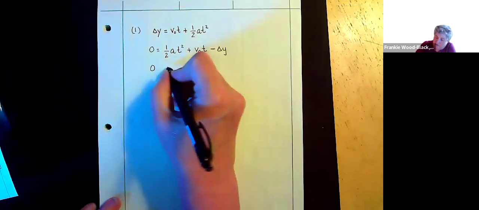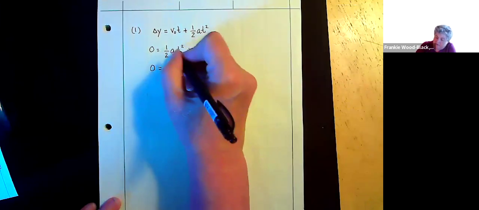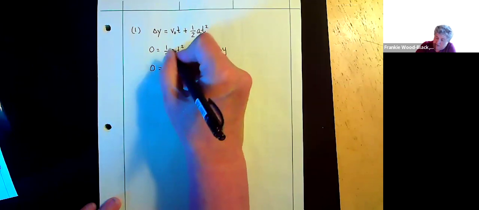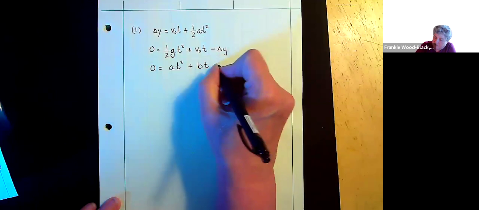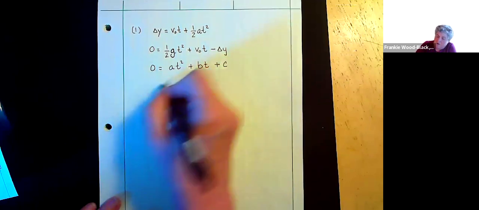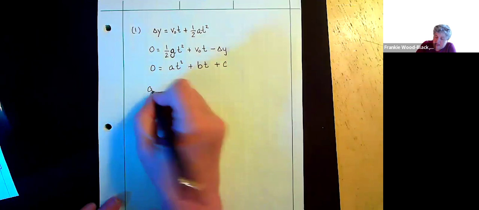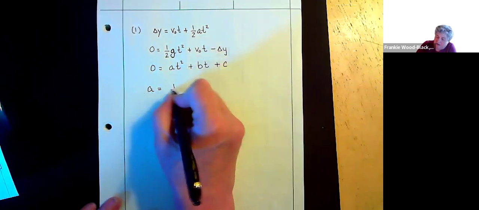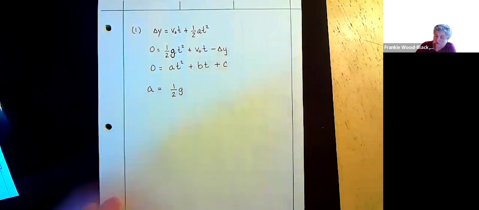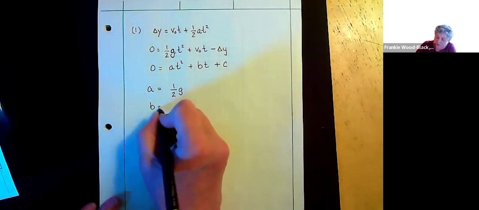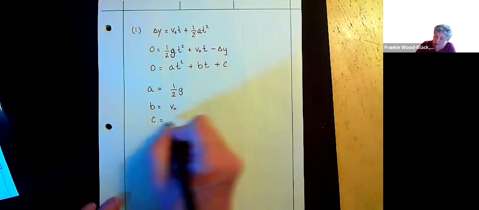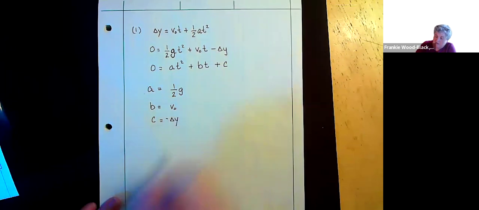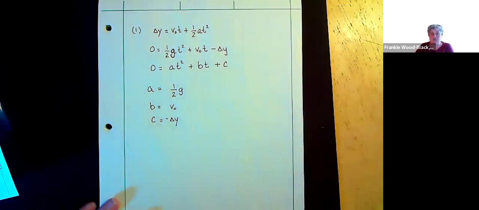And if I look at my equation for my line, I'm going to go ahead and make this a g because we know that's an acceleration due to gravity. And that's going to make this make a little bit more sense, and we don't have two a's that we're having to deal with. What this says is that my a is going to equal 1/2 of my acceleration due to gravity. My b for that equation is my initial velocity. And my c is going to be the negative change in y.